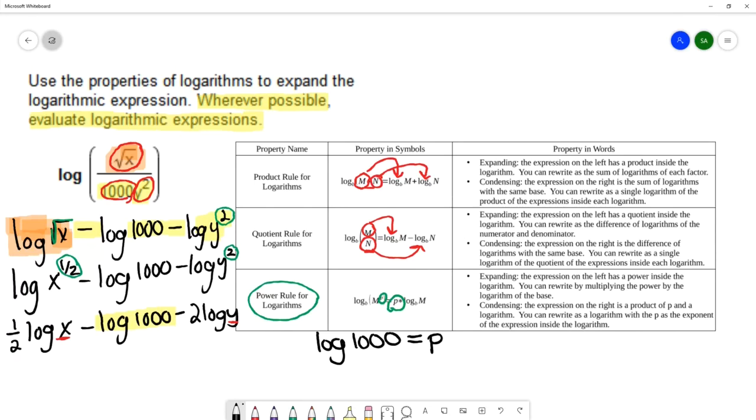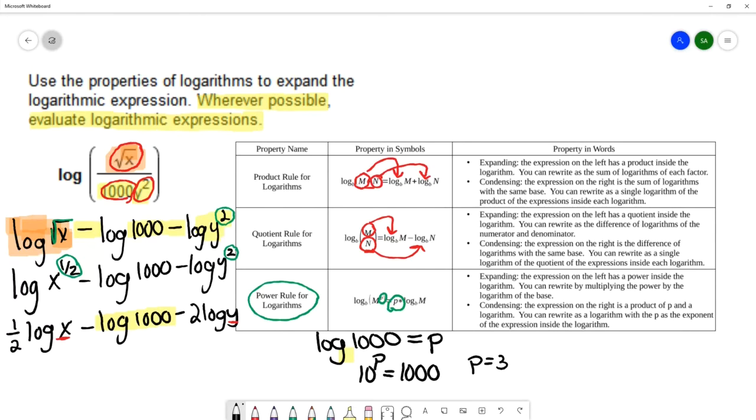Let me rewrite this in exponential form. To rewrite it in exponential form, I need the base of the logarithm, which is usually written right here. Since nothing is written, I know this to be base 10. We have 10 to a power equals 1,000. 10 to what power is 1,000? We know that power to be 3. 10 to the third power is 1,000. So I'm going to be able to evaluate that logarithm and say that it equals 3.